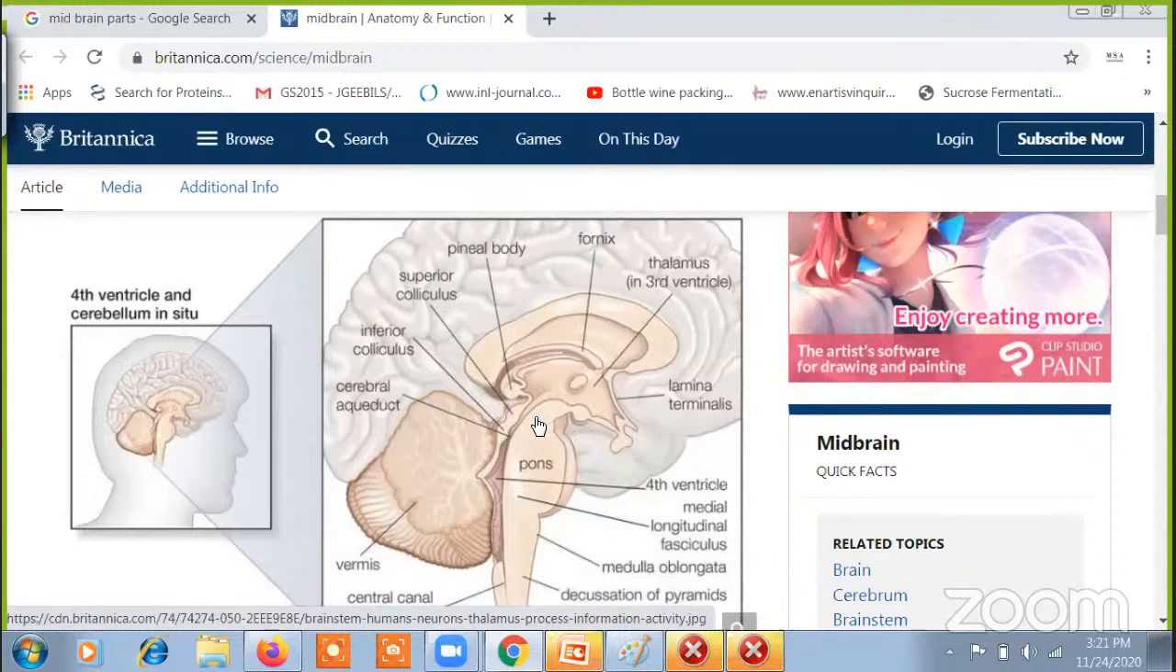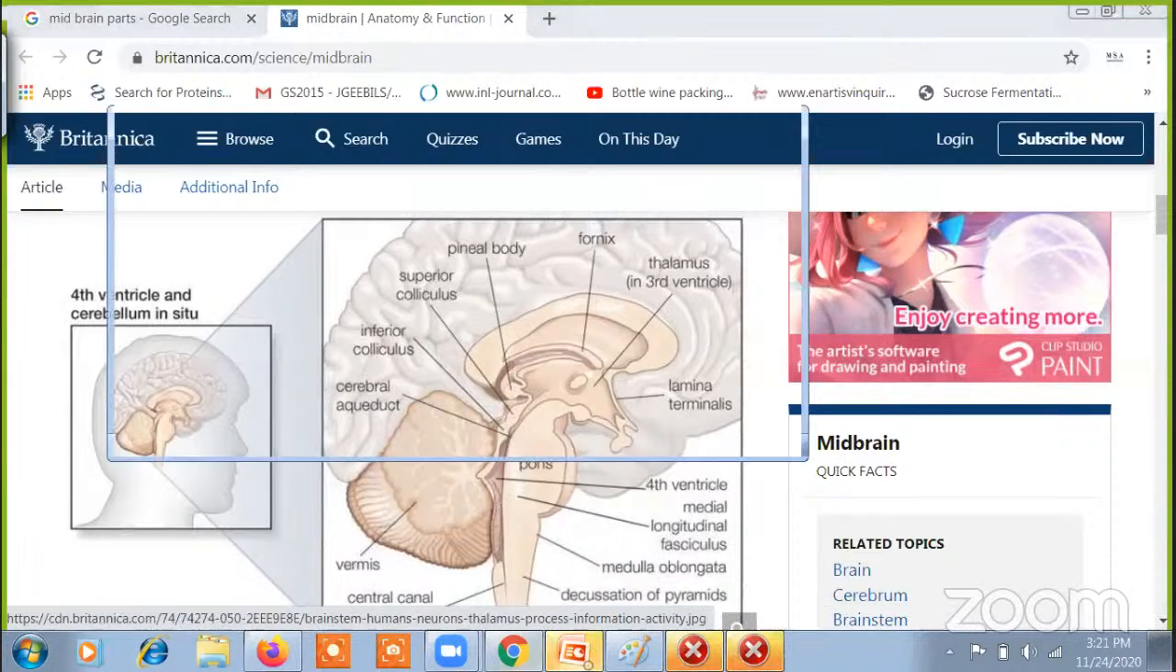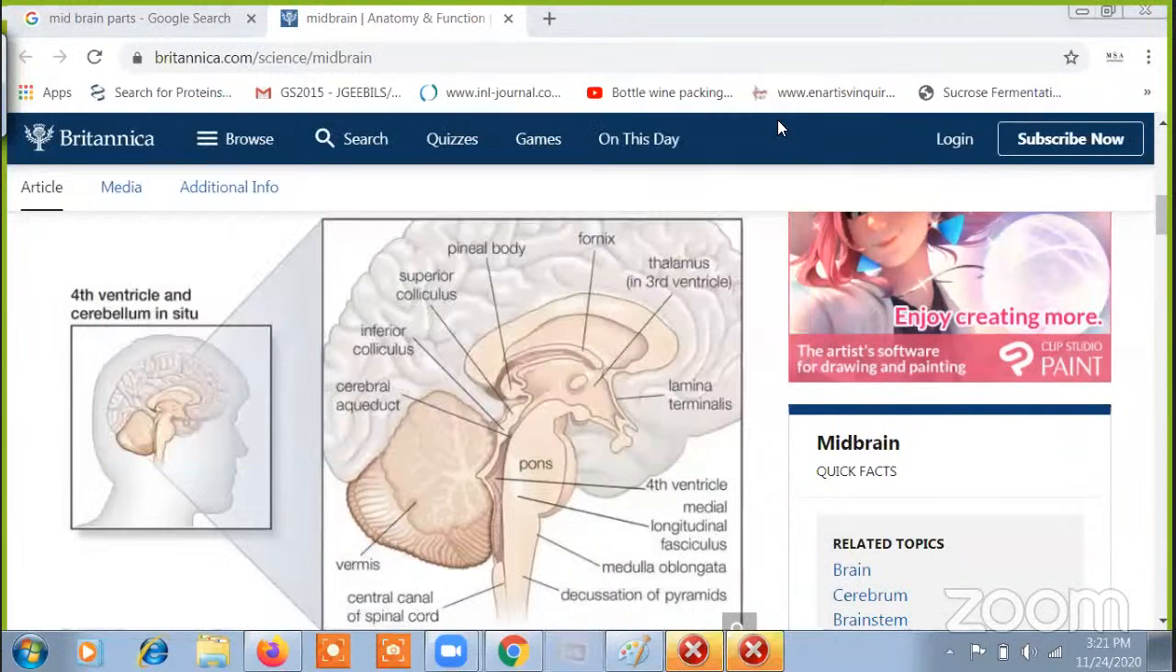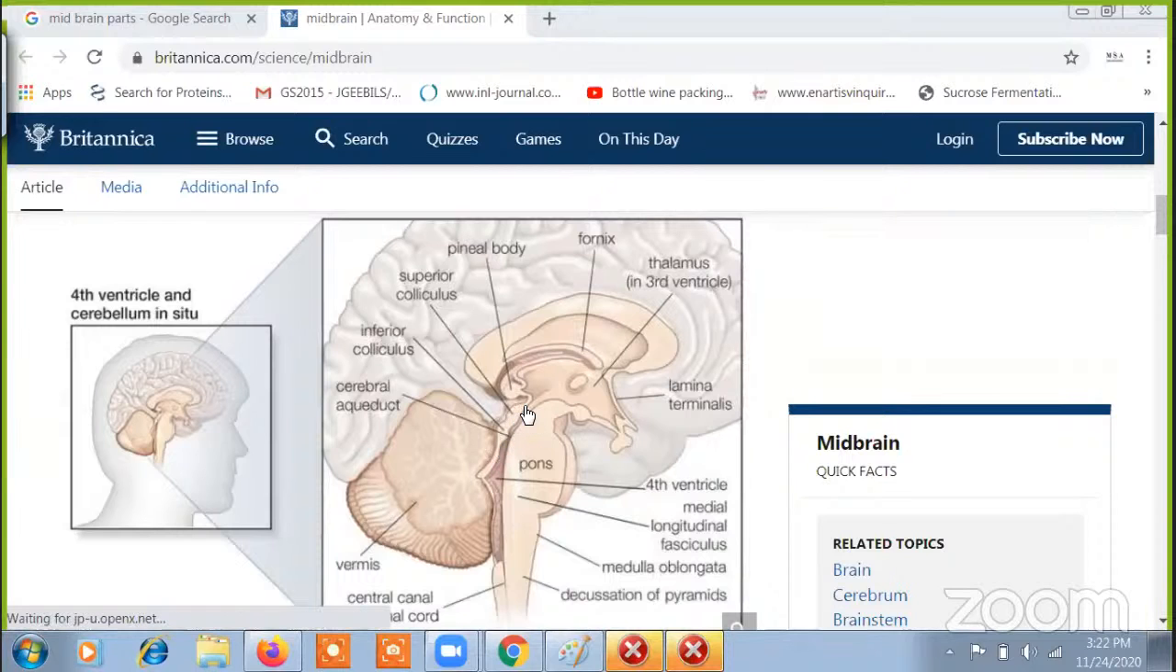The midbrain also shows a cerebral aqueduct, passing from the side of the midbrain. The cerebral aqueduct is also called the iter. The cerebral aqueduct is connecting the third ventricle with the fourth ventricle, which we have already discussed. So the cerebral aqueduct, or iter, is present in the midbrain, and it connects the third and fourth ventricles.